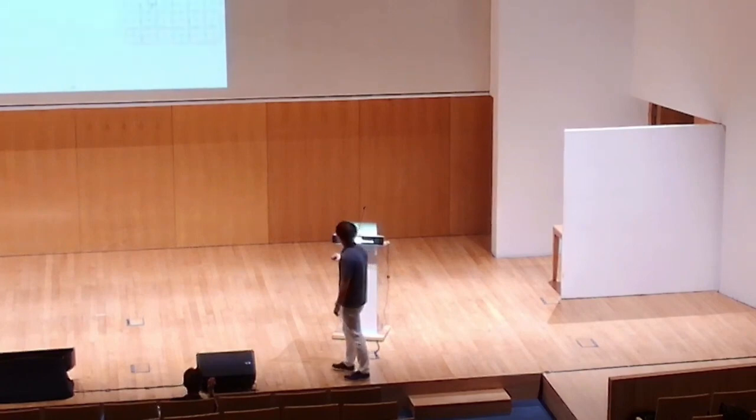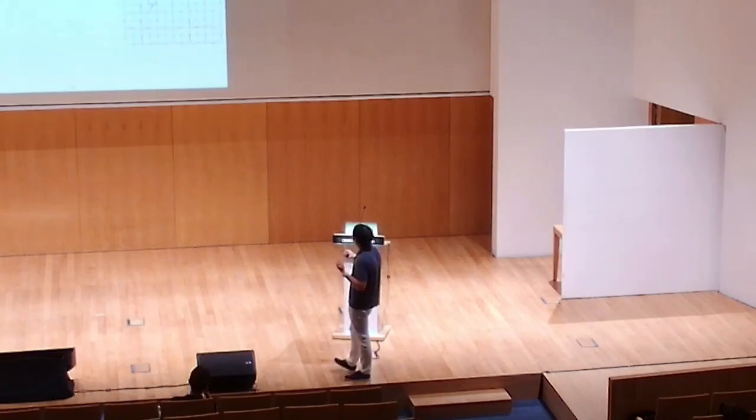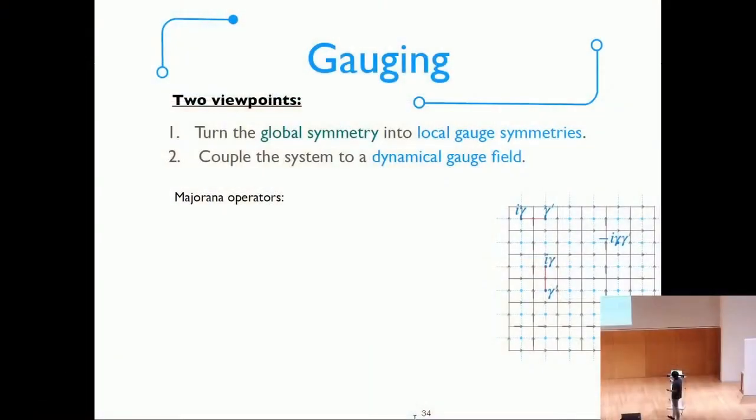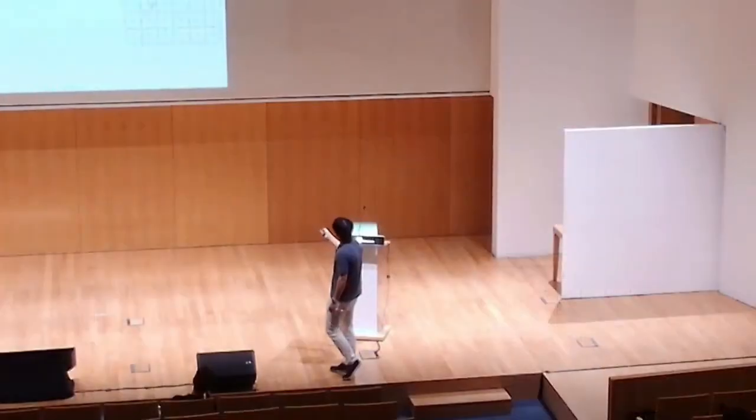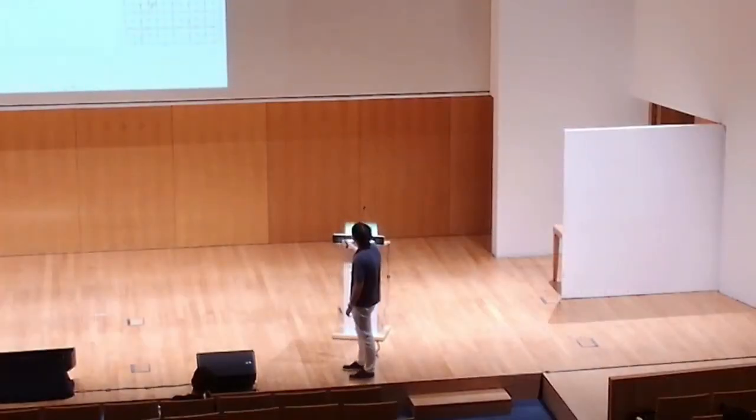So we start with the p plus ip superconductor model, and you can represent the same model with Majorana operators defined in this way. And you can define the fermion parity operator with these Majorana operators, and you put it on the plaquette of the dual lattice of your original model.